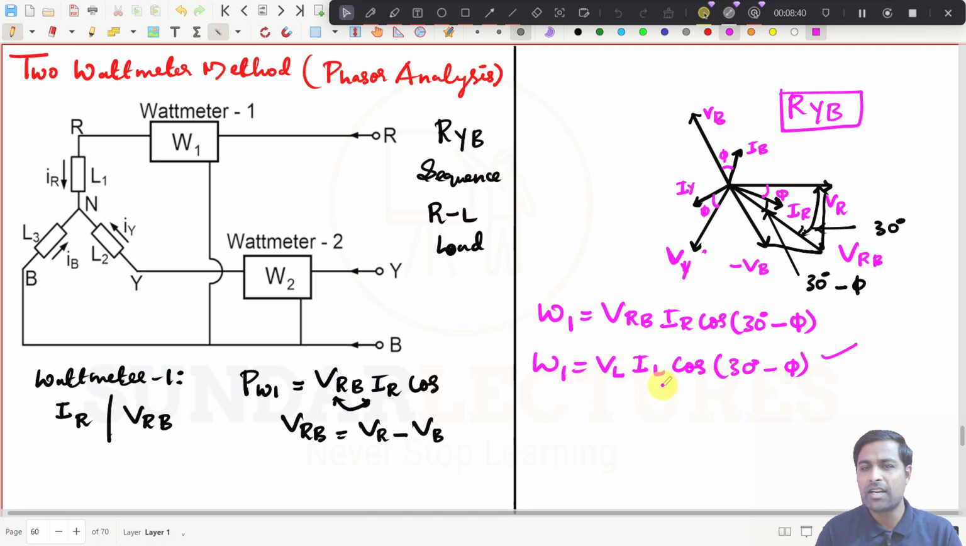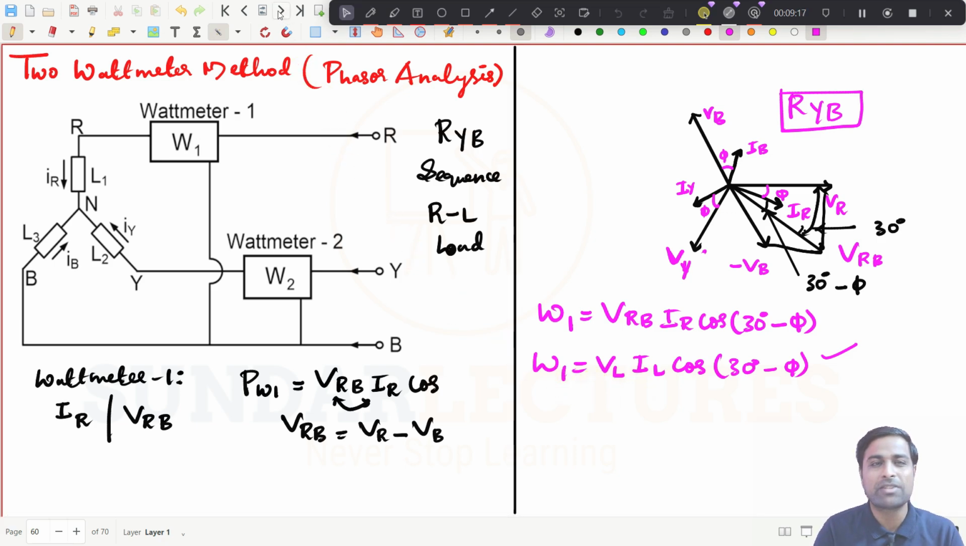W1 is equal to VL cos of 30 degrees minus phi. See, this is not a formula. Try to understand. So many students make mistakes here. This is not a formula. This is applicable only when wattmeter 1 is connected between R and B, and wattmeter 2 is connected between Y and B. This is a procedure for how the wattmeter will read, and you should not apply this formula for all connections. Students make mistakes here. That is why I am stressing it.